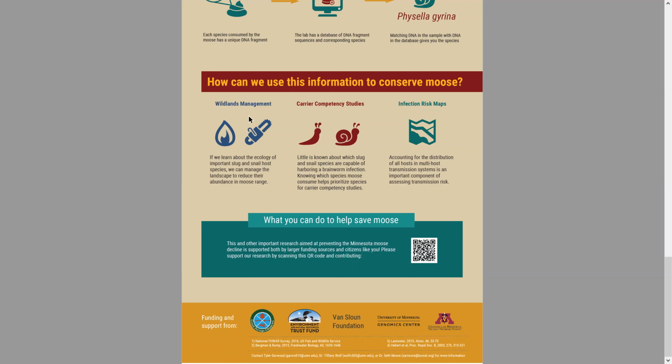Similarly, it is unclear whether many species of slugs or snails are even capable of carrying brainworm. Knowing which species moose are eating will allow us to focus future studies on carrier competency in slugs and snails. Finally, with a more complete knowledge of which species of slugs and snails are important for brainworm transmission, we can better predict infection risks for moose.